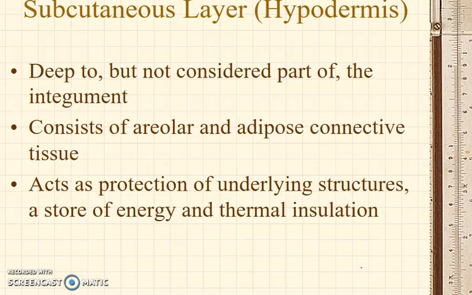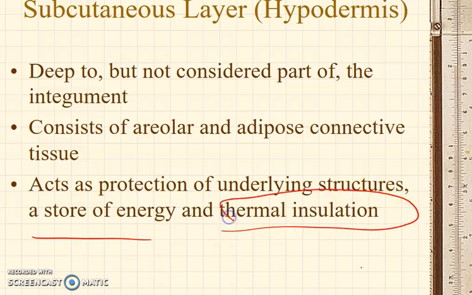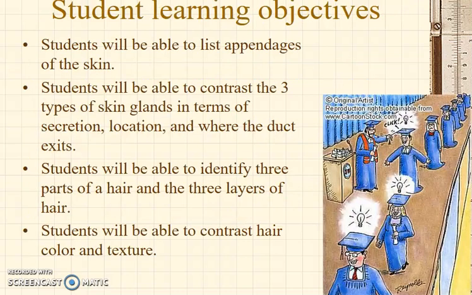Now, the hypodermis, that is subcutaneous fat. It's not part of the integument. It is underlying it, connecting it to the muscle underneath. It's areolar and adipose tissue. Remember, areolar is all over the place. If you had to guess a connective tissue, your first guess should be areolar, your second guess dense irregular. And it protects underlying structures. It's a storage of energy and thermal insulation. So when winter comes, I'm not going to have any problems whatsoever. So, we've left off things like sweat glands and oil glands and hair. So, we're going to look at those next.